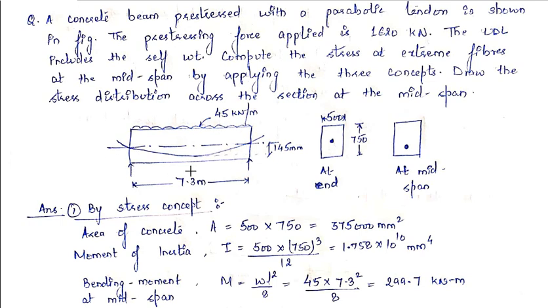So this is a simply supported beam. It is carrying a UDL of 45 kN per meter throughout the span. A parabolic tendon is being used in this member with an eccentricity of 145 mm, which is at the center.